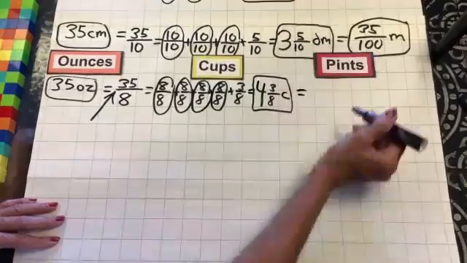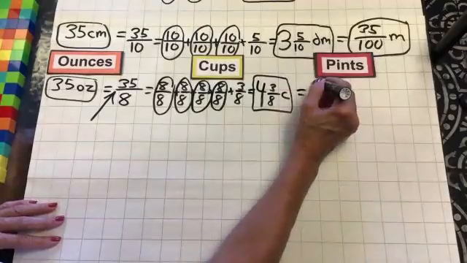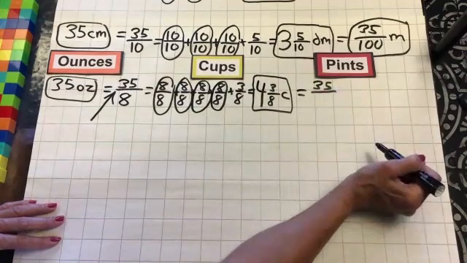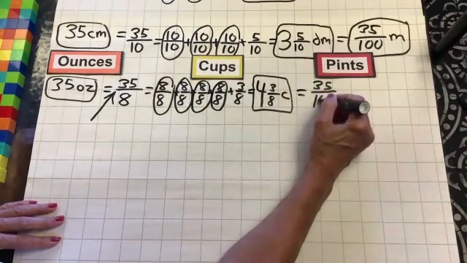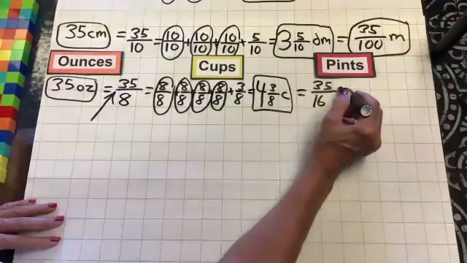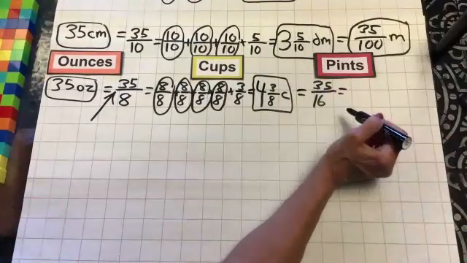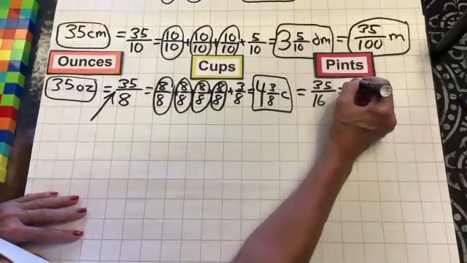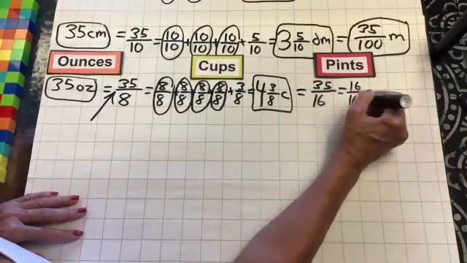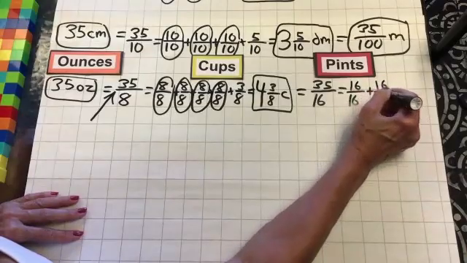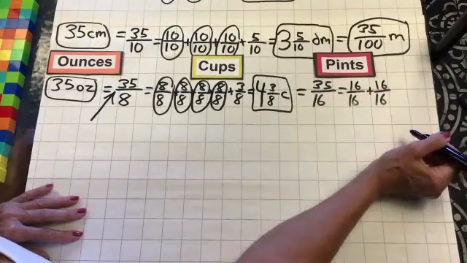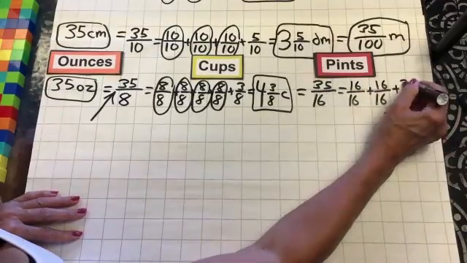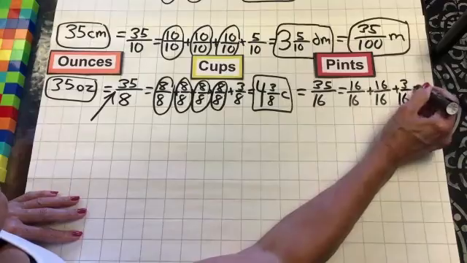All right, let's go into pints here. So we know we have 35, but it takes 16 ounces to make a pint. So let's put 16 underneath there. So we want to divide this by 16. So we're going to pull it apart with fractions and an addition problem. So 16 over 16 plus 16 over 16. We know 16 plus 16 is 32. So we still have 3 more to go. So we're going to make that 3/16.